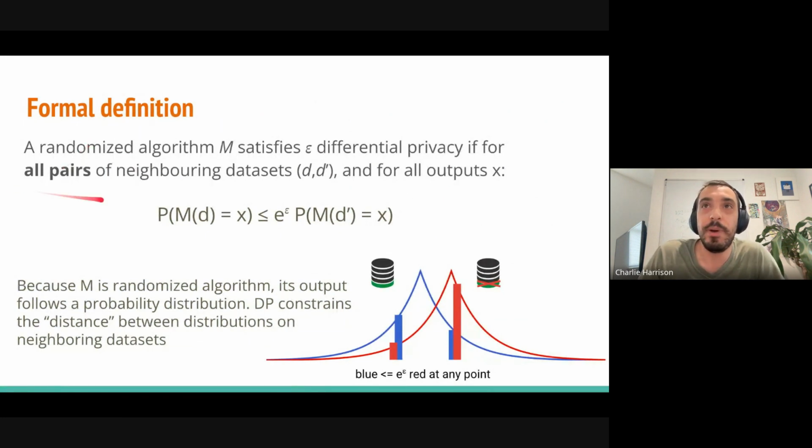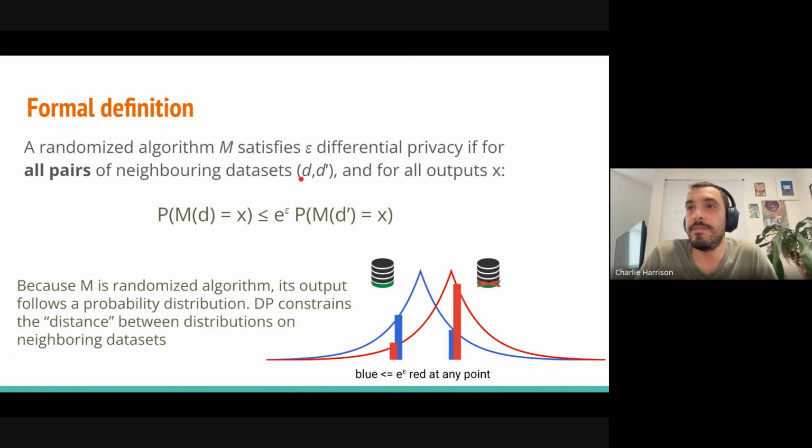This holds if for all pairs of neighboring data sets D and D prime, which are two examples where you remove a person or change your input, and for all possible outputs of the mechanism, we show that the probability of the mechanism producing that output is close, within a factor of e to the epsilon.